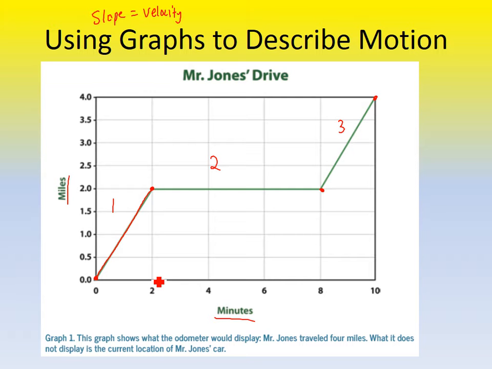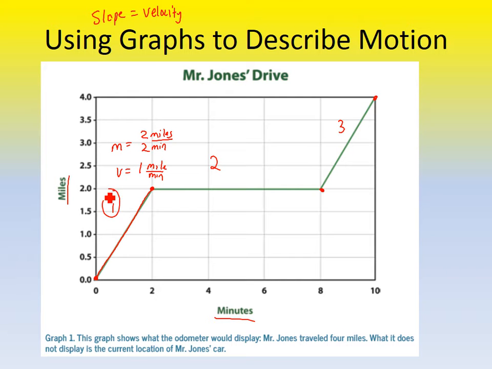Okay, now what if I asked you, what was its velocity? How would you find it? Rise over run. How much did we rise? 2. So slope here is equal to 2 miles. How much did we run? 2 minutes. So what's our velocity? 1 mile per minute. Okay? That's for this first segment.